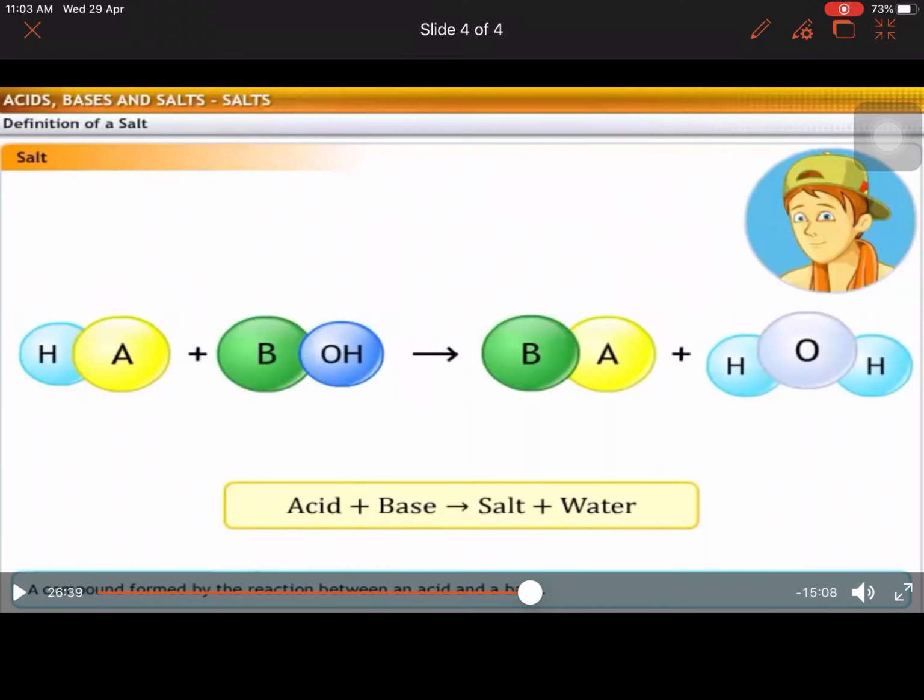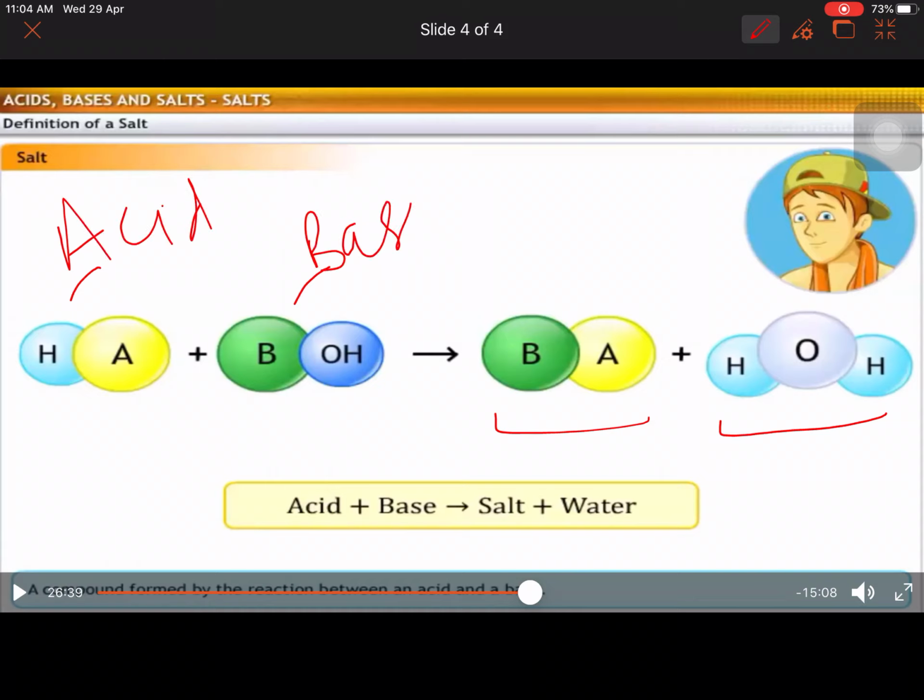And this is neutralization. What is neutralization? Any salt formed with water, in a combined state, means salt plus water. When acid reacts with base, this is the acid. How is this acid? Because it has H plus ion. How is it base? Because it has OH minus ion, right, OH minus, and it becomes salt.